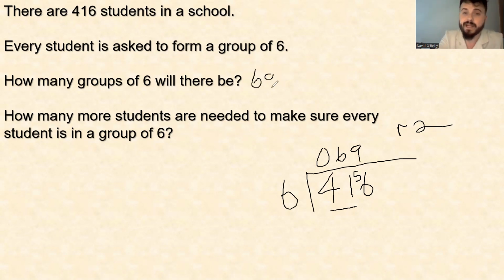Now we have that remainder. We have a remainder of 2. The next question says, how many more students are needed to make sure every student is in a group of 6? Well, these 2 students here are not in a group of 6. They're left out. We've got all these groups of 6, and then there's 2 students left that don't have a group. So we need some more students to make sure those 2 have a group. How many more students do we need? We need 4 more students, because then we'll have another group of 6. So the answer here is 4.